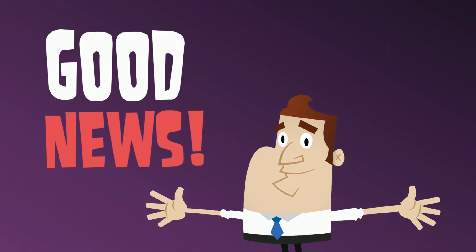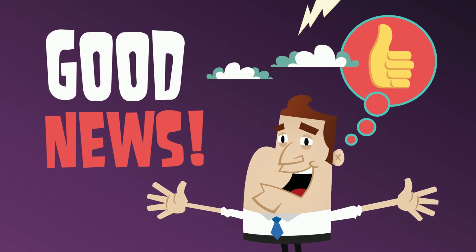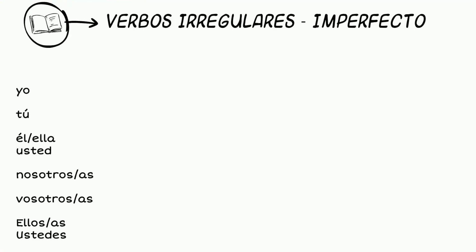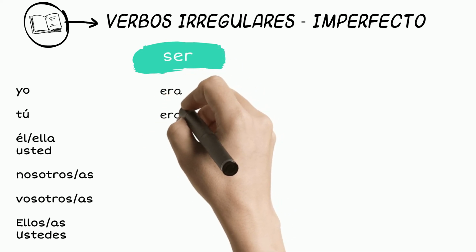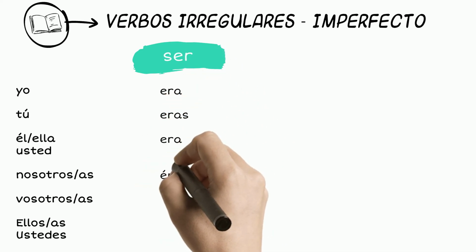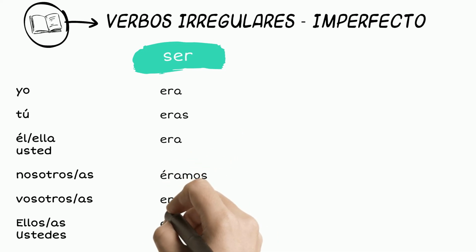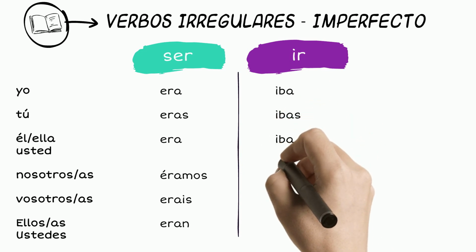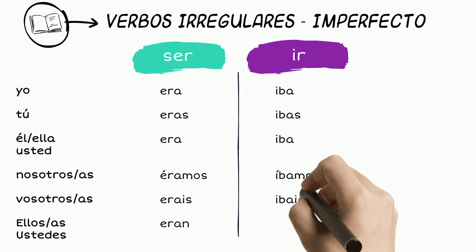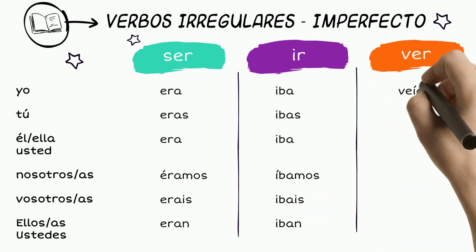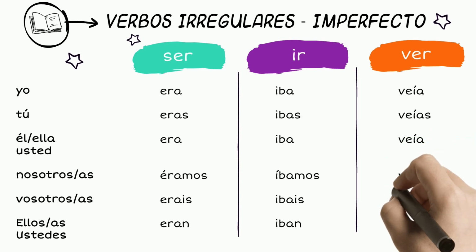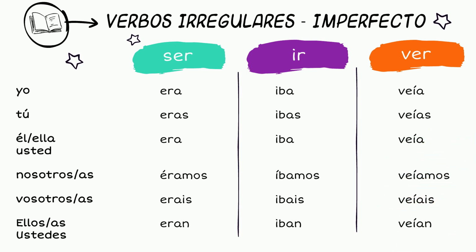Now, some good news. There are only 3 irregular verbs in the imperfect: ser, ir, and ver. Just memorize these 3 conjugations and you will be good. Ser. Era, eras, era, éramos, erais, eran. Ir. Iba, ibas, iba, íbamos, ibais, iban. Ver. Veía, veías, veía, veíamos, veíais, veían.